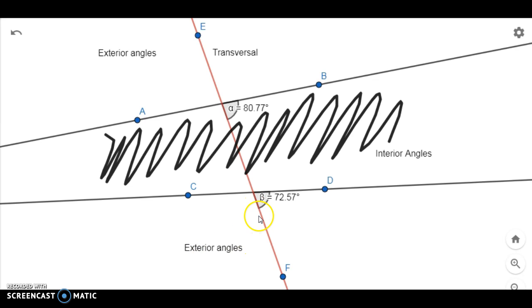Depending on which side of the transversal they're on, they could be on the left side, those would be the same. They could be on the right side, those would be the same. One on the left, one on the right, alternate. Can't type those down because it's hard to really see where they're located, but we will talk about them more in class.